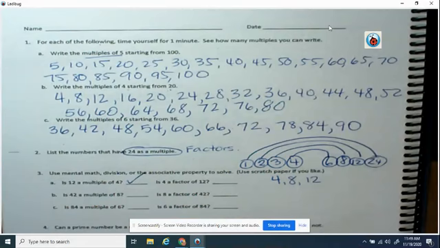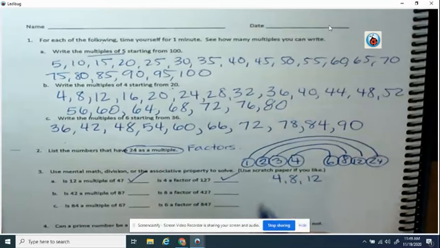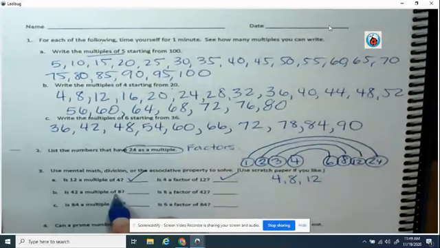Is 4 a factor of 12? Yes, because 4 times 3 is 12. Okay. Is 42 a multiple of 8?